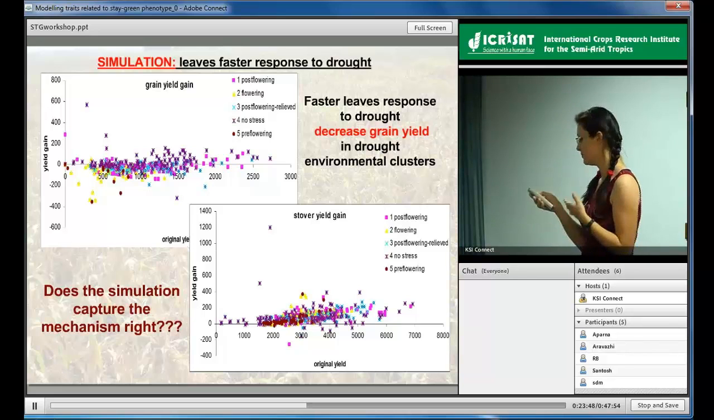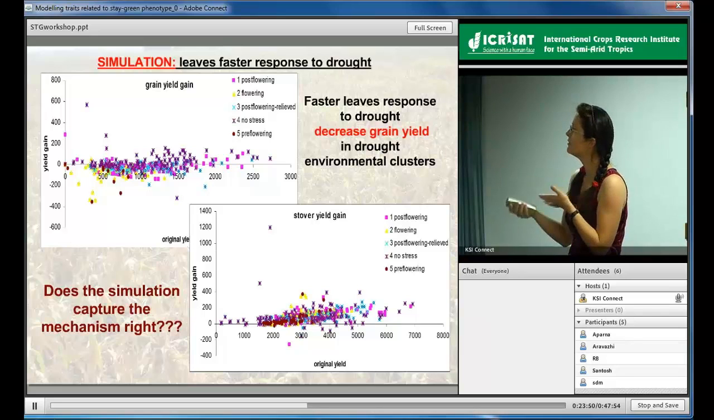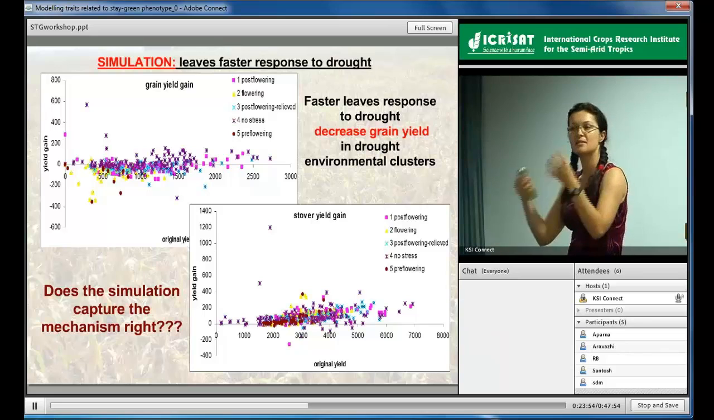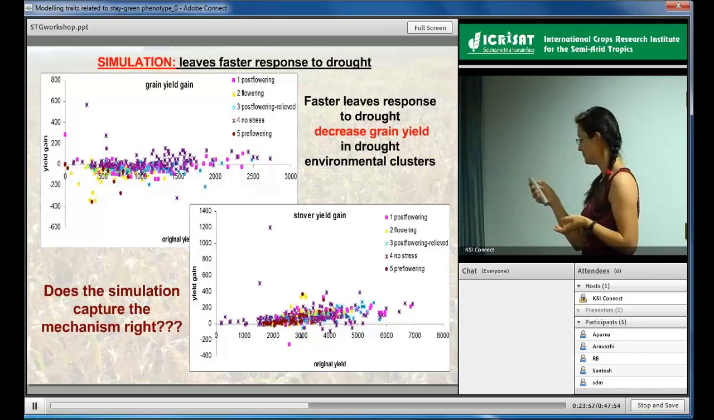That is what, so this is also one way how we can use the model to actually raise another question for further research.